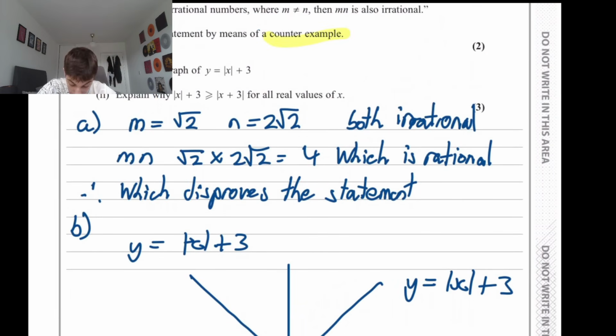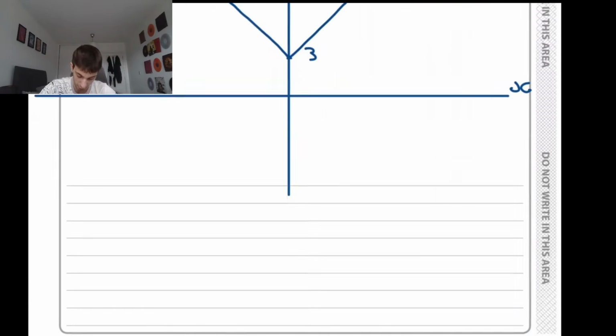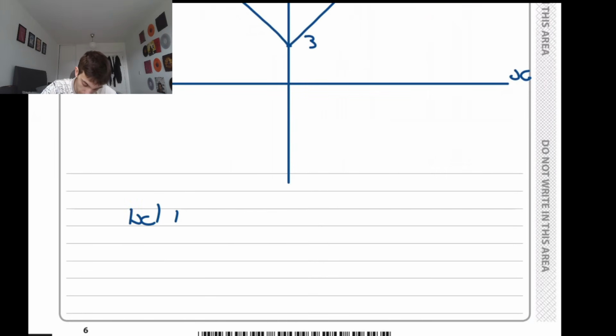Now, let's look at part b(ii). We have to explain why the modulus of x plus 3 is larger than or equal to the modulus of x plus 3 for all real values of x. So let's just quickly write that out. We're trying to show modulus of x plus 3 is larger than or equal to the modulus of x plus 3 for all real values of x.